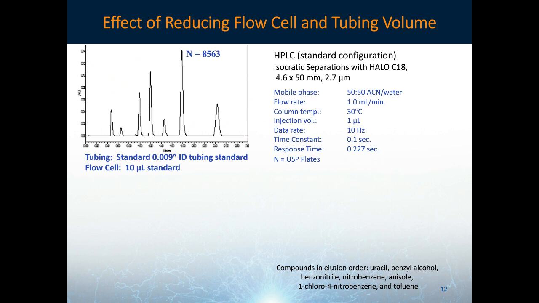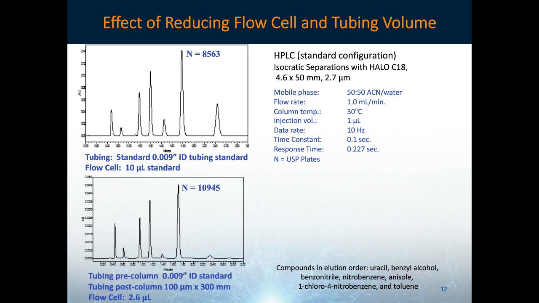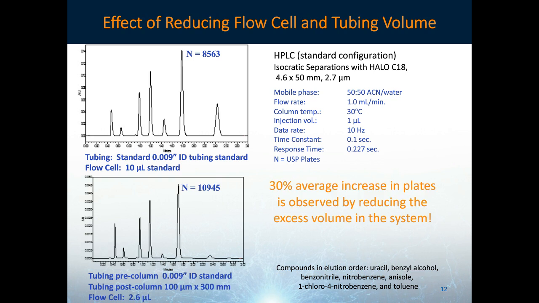So here's an example of the effect of reducing the flow cell and the tubing volume. For this peak, which is 1-chloro-4-nitrobenzene, we observed 8,563 plates, and this is with a 10 microliter flow cell and the standard ID tubing. Now just going from reducing the post-column tubing to 100 microns by 300 millimeters and switching to a 2.6 microliter flow cell, we see a 30% increase in plates just by reducing that excess volume in the system.